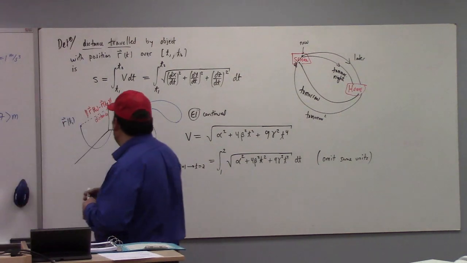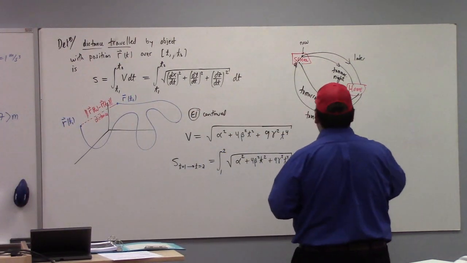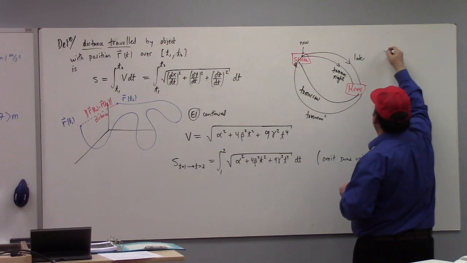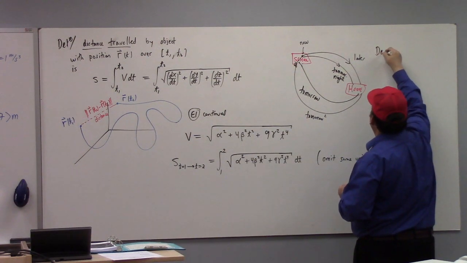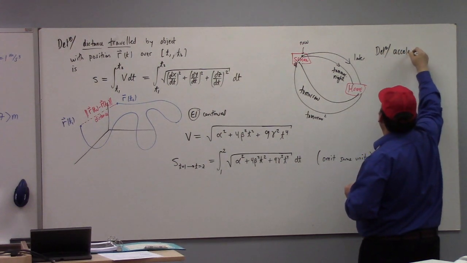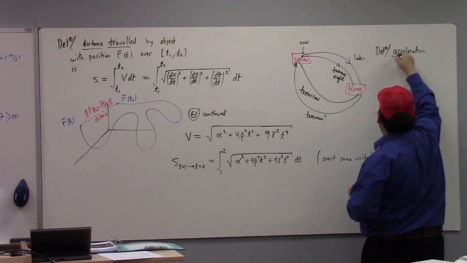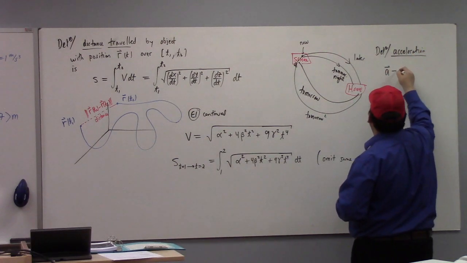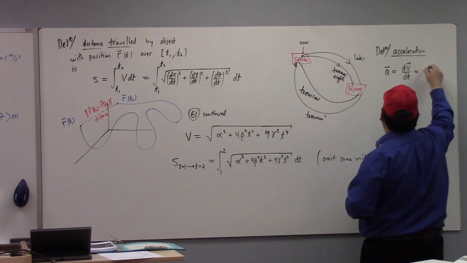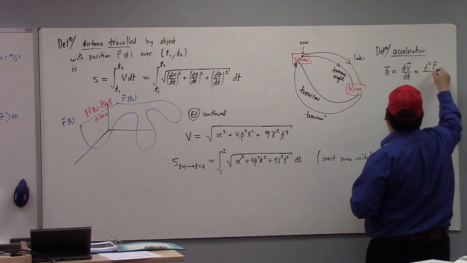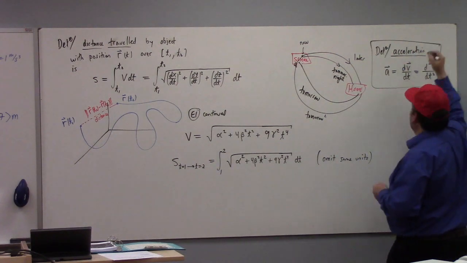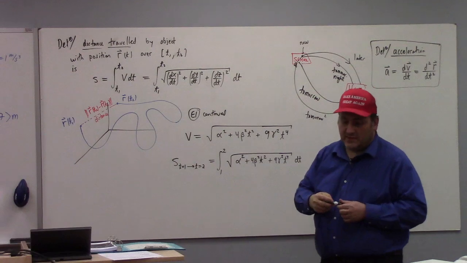So one last thing for today is I would be remiss if I didn't tell you the final step in this story is the definition of acceleration. What's acceleration? Acceleration, A, is dv dt, which is, by the way, d squared r dt squared. So acceleration is the derivative of the velocity.